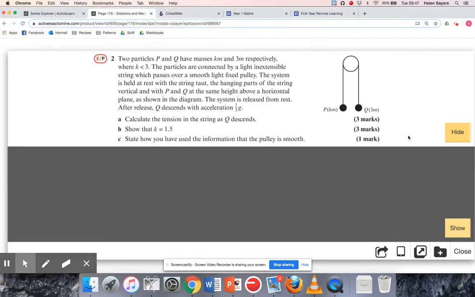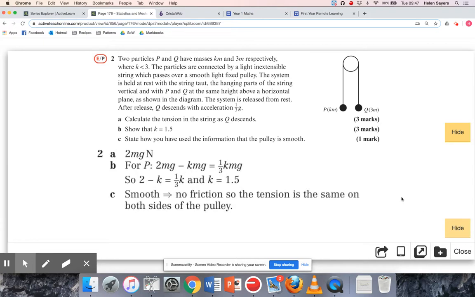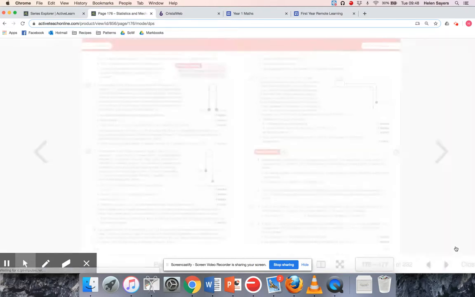Okay, so back to the question. State how you have used the information that the pulley is smooth. So let's just be a bit lazy and put up the answer for that one. If it's smooth, we said at the start there's no friction, so that means there are no other forces working on the rope. So we've used that when we used the fact that the tension was the same. Okay, right, and then I think there's more.